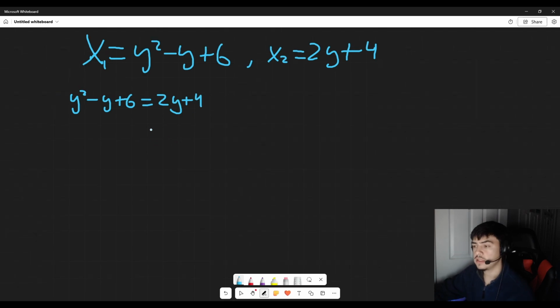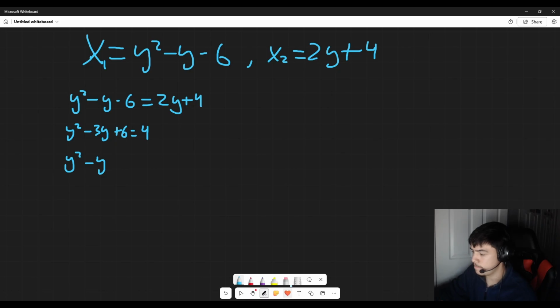And so solving for this, let's go ahead and get everything on one side and get 0 on the other. So we're going to subtract 2y from both sides. Now we're going to subtract 4 from both sides. This was supposed to be a negative 6. So scratch that, negative 6. I'm so sorry about that, guys. Negative 6. So subtracting 4 from both sides gives us negative 10.